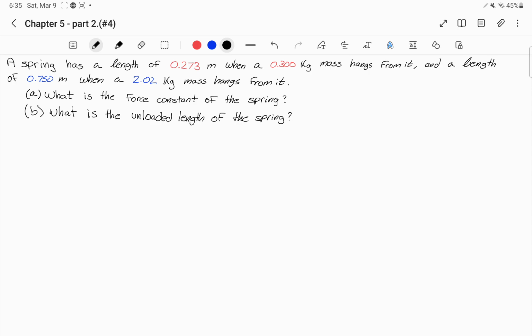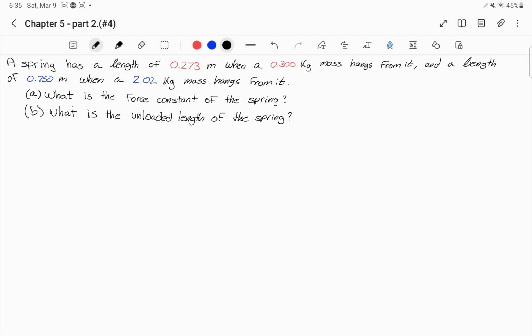It says a spring has a length of 0.273 meters when a 0.300 kilogram mass hangs from it. And another spring has a length of 0.750 meters when a 2.02 kilogram mass hangs from it. They want us to find the force constant and the unloaded length of the spring.